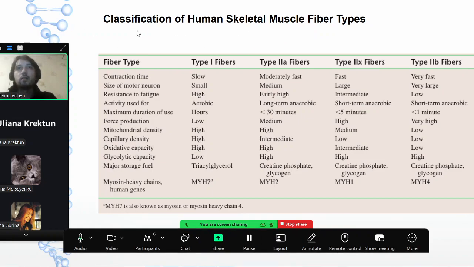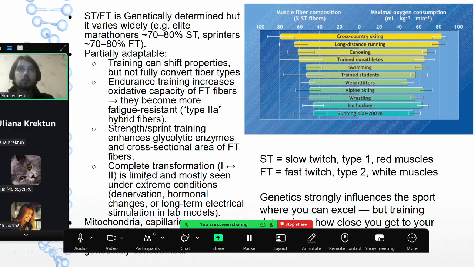Here is the classification of human skeletal muscle fibers, and here you see all the different types. You see the slow fibers, type 1 fibers. Here are certain characteristics of these fibers. While fast fibers can be subdivided into types 2A, 2X, and 2B. And here they are. I'm not getting into the details. You can look at the table after the lecture if you feel interested.